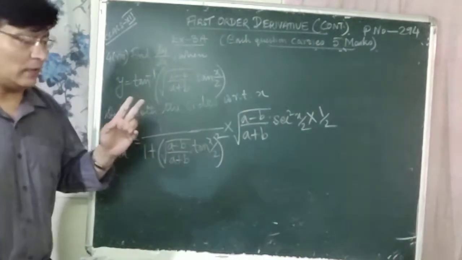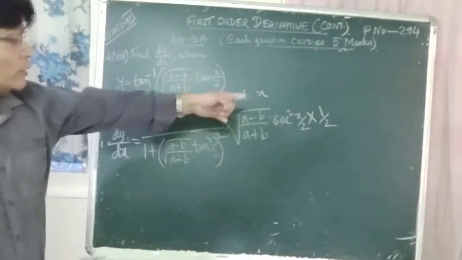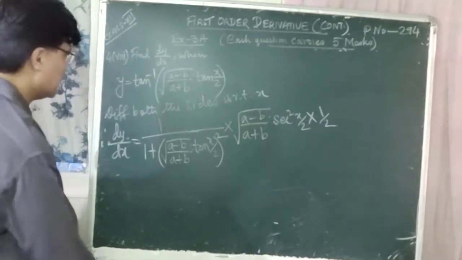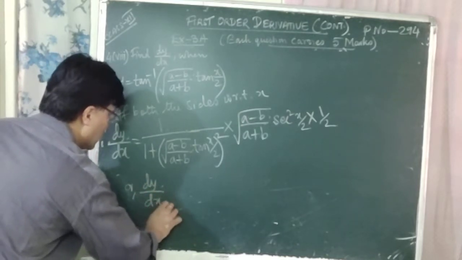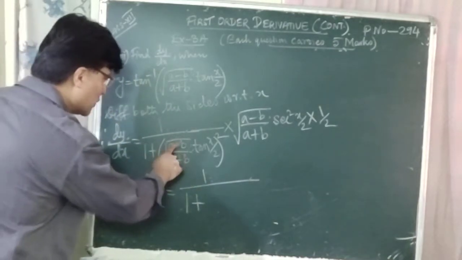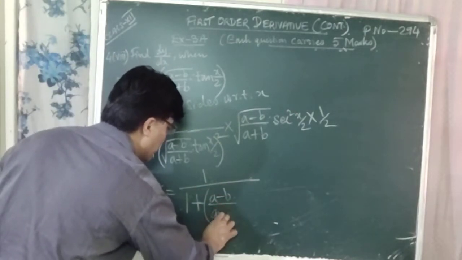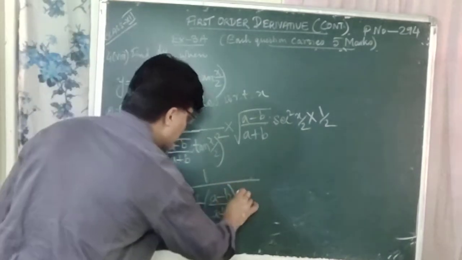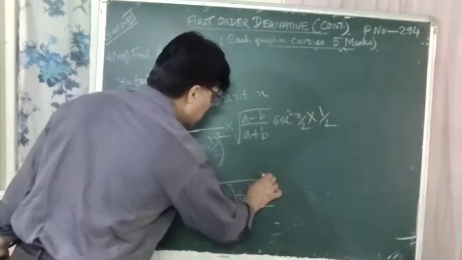That is half into d by dx of x. What is d by dx of x? That is 1. So it is only half. Is that clear? Now let us simplify it. So now dy by dx is equal to 1 upon 1 plus, within square root a minus b upon a plus b whole square, what is it? It is a minus b upon a plus b. Okay. Then you write tan square x by 2 into.